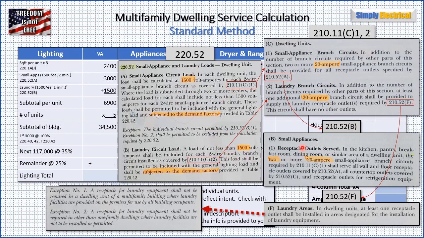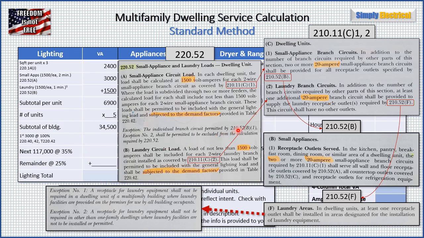However, there is an exception, and we'll go over that right now. This exception says the individual branch circuit permitted by 210.52(B)(1), exception 2, shall be permitted to be excluded from the calculation required by 220.52.